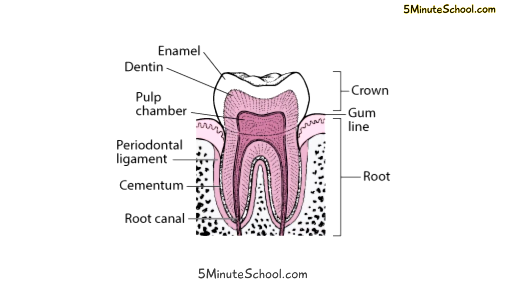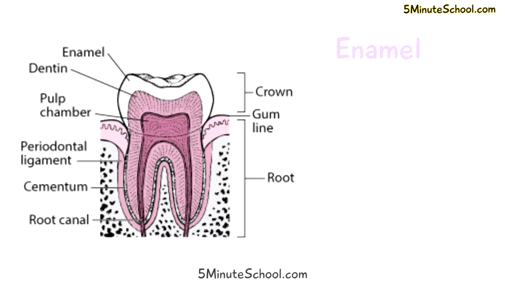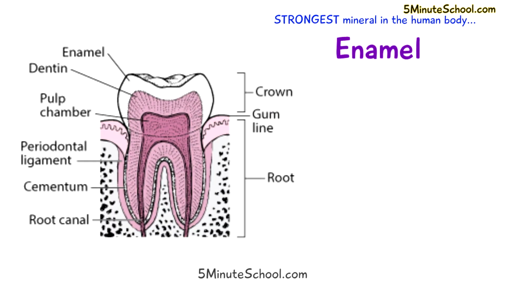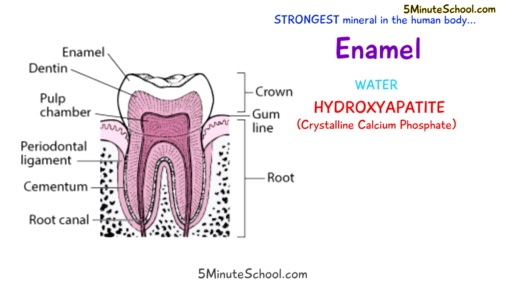So the teeth, they're comprised of three layers. We have the pulp in the middle, the dentin layer, and the outer enamel layer. Enamel is said to be the strongest mineral in the body, and it consists of water and various minerals, the primary mineral being hydroxyapatite. And hydroxyapatite is a crystalline calcium phosphate.